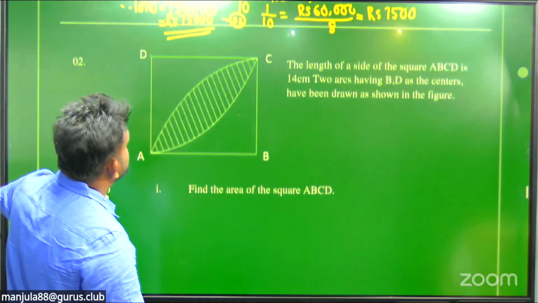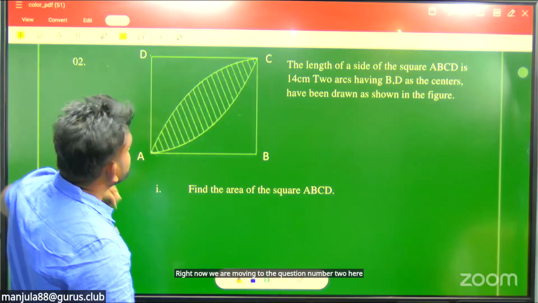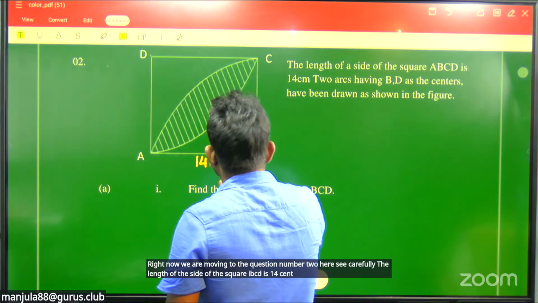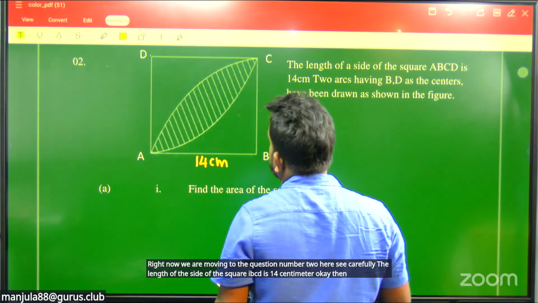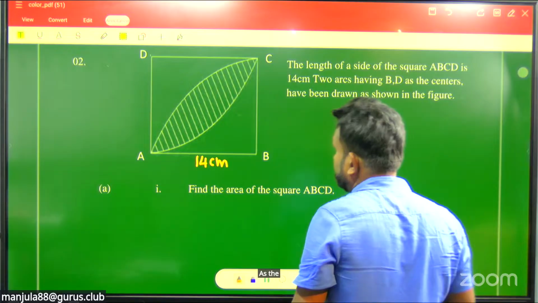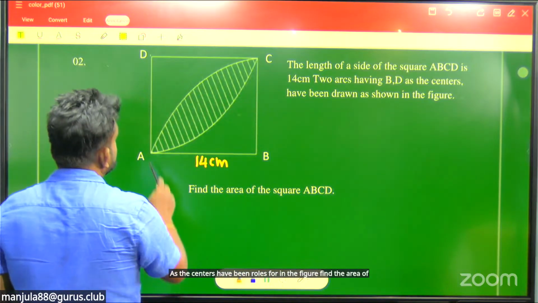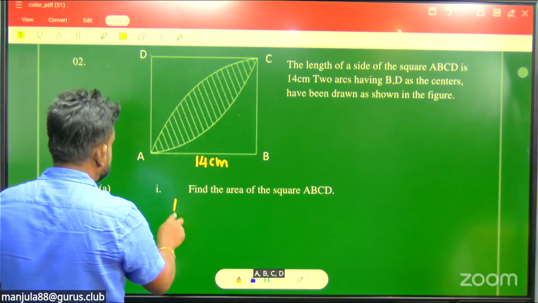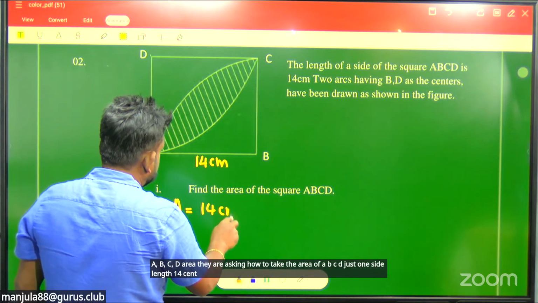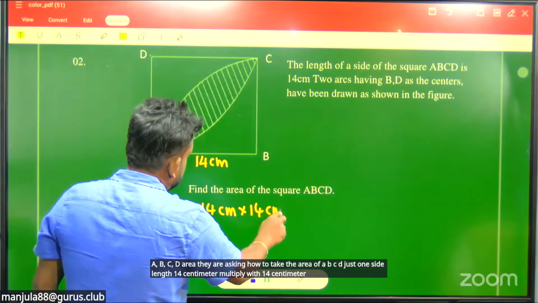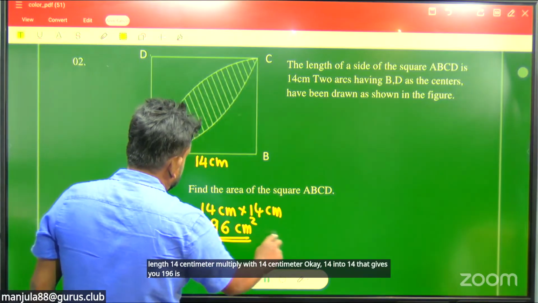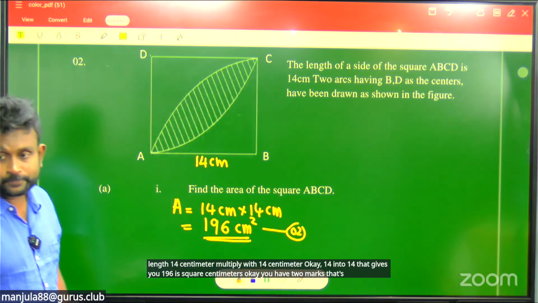Right. Now we are moving to question number 2 here. See carefully. The length of the side of the square ABCD is 14 centimeters. Then two arcs having B and D as the centers have been drawn as shown in the figure. Find the area of the square ABCD. They are asking how to take the area of ABCD. Just one side length 14 centimeters, multiply with 14 centimeters. 14 into 14, that gives you 196 square centimeters. You have 2 marks. That's the area of the square.